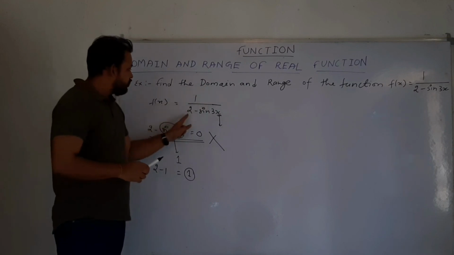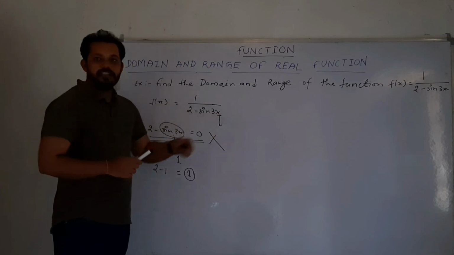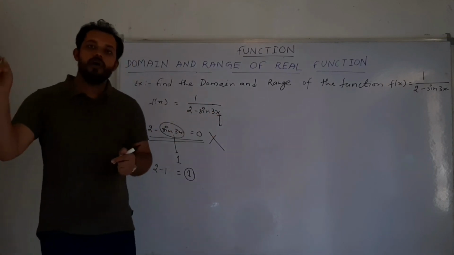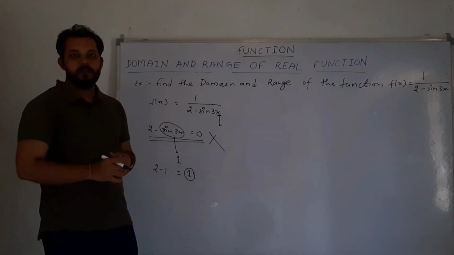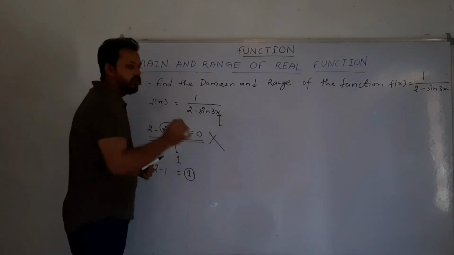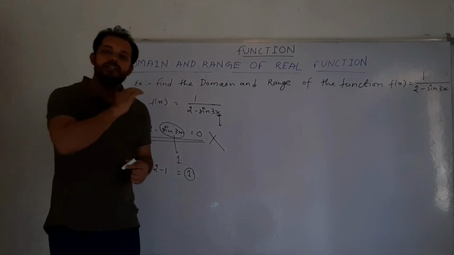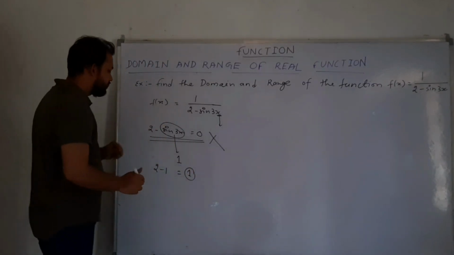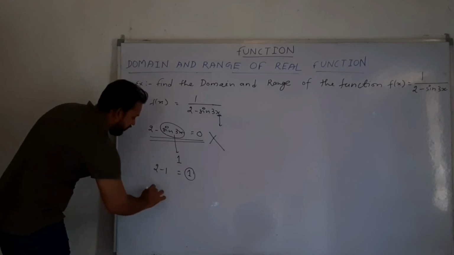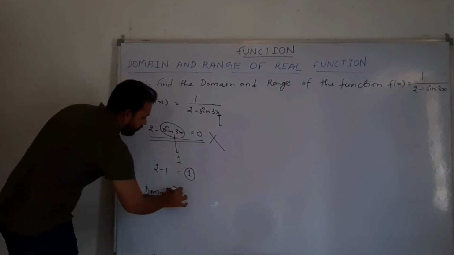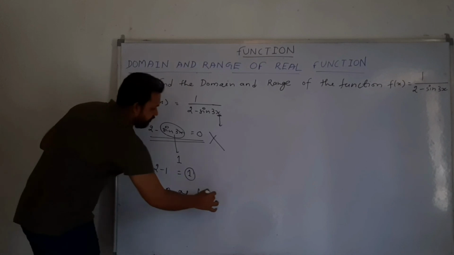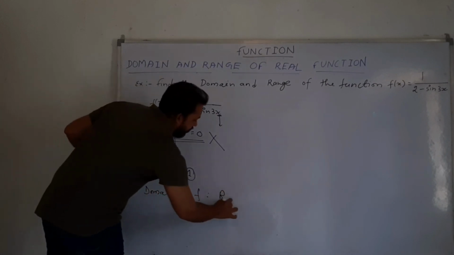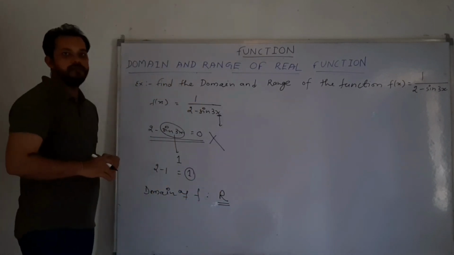Hence 1 upon 2 minus sine 3x is defined for all real numbers. And in this place of x, we can put all real numbers. Hence the domain of f is equal to the set of all real numbers.